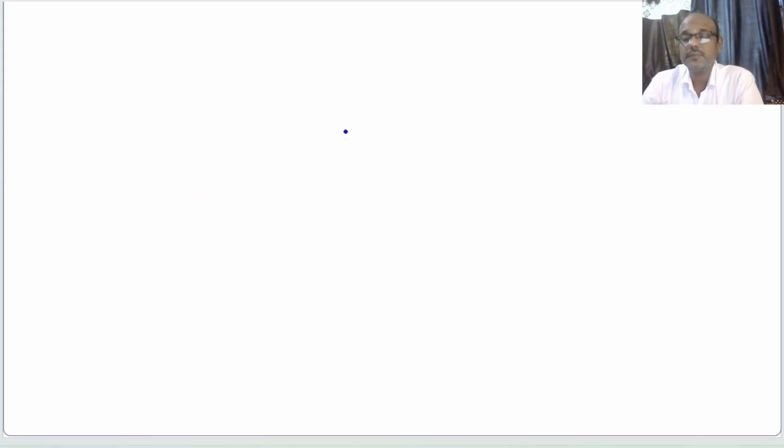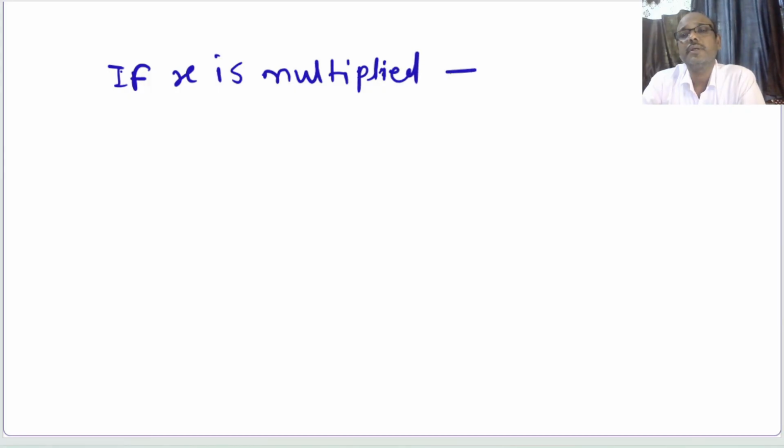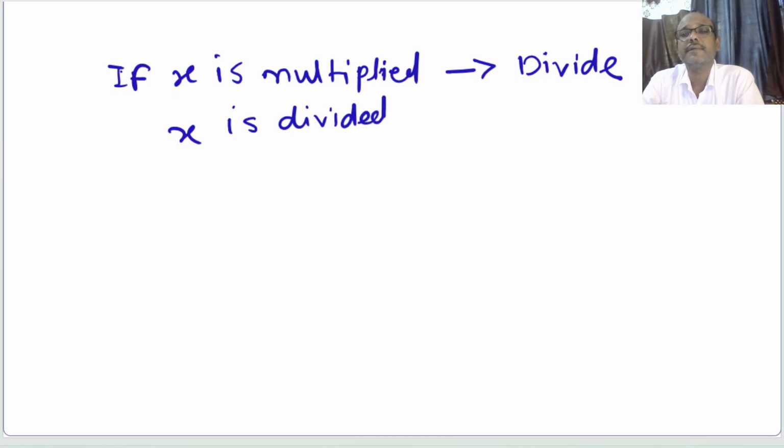So, if x is multiplied, then we are going to divide by that coefficient. Another, if x is divided, then we are going to multiply it by that coefficient.